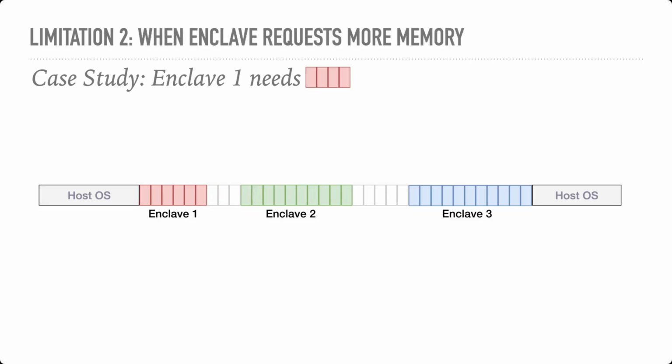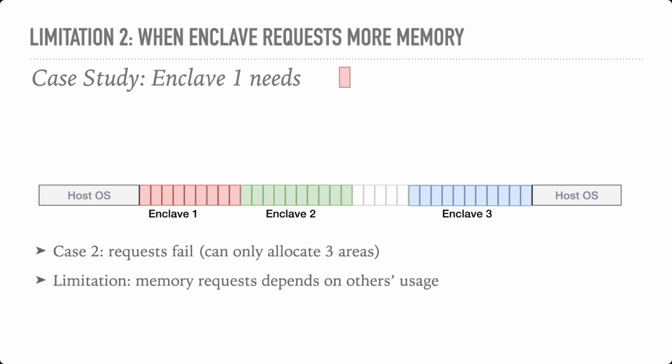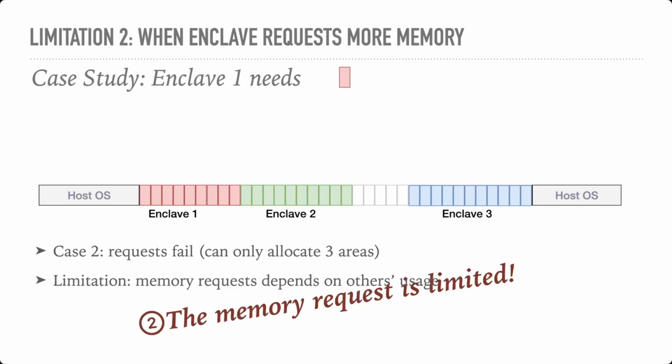But in another case, you will see enclave 2 uses a bit more memory than before. So in this case, this sandwich area is not enough for 4 blocks. It can only allocate 3 blocks. So you will see that this is the limitation, that the memory request depends on other usage. Enclave 2 uses more memory, but it affects enclave 1, which cannot finish the request. It's not really weird. And here is limitation 2. The memory request is limited.